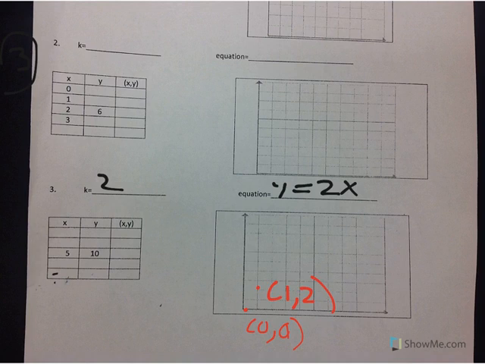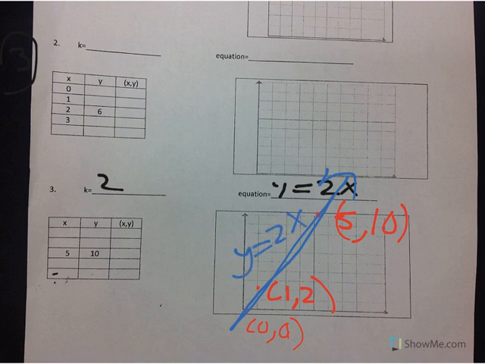The next one was 5. So I'm going to go over 1, 2, 3, 4, 5. I'm going to go up 10. And that's the only other point that I can plot from my ordered pairs. I'm going to connect. Hopefully yours is better. And this equation is y equals 2x.